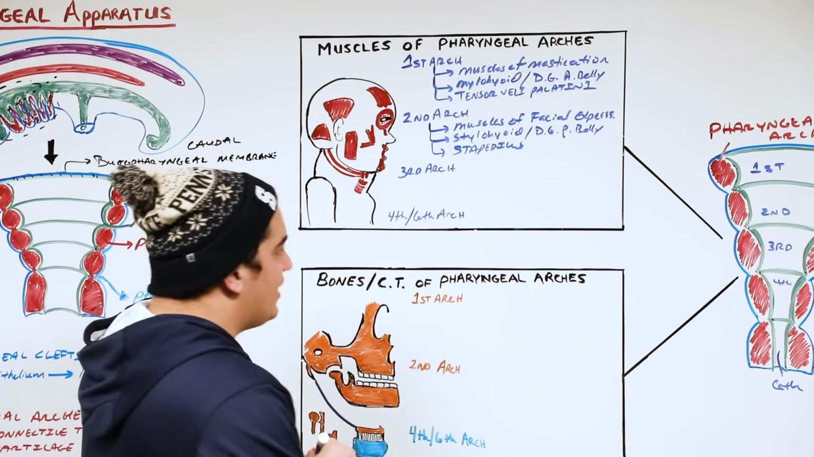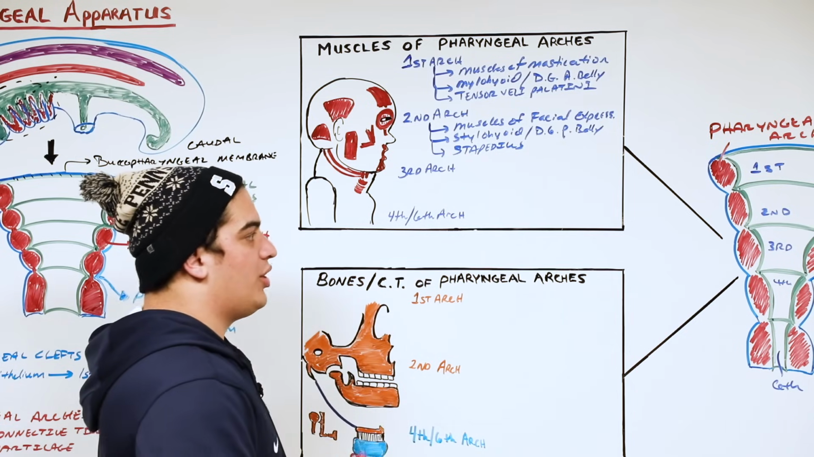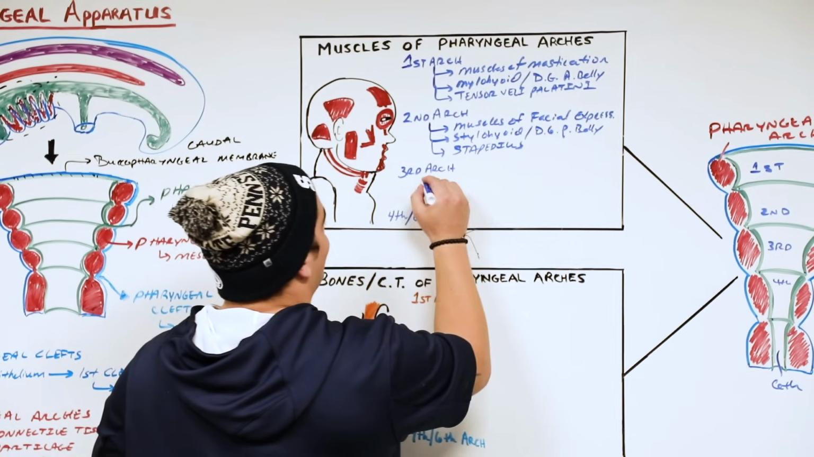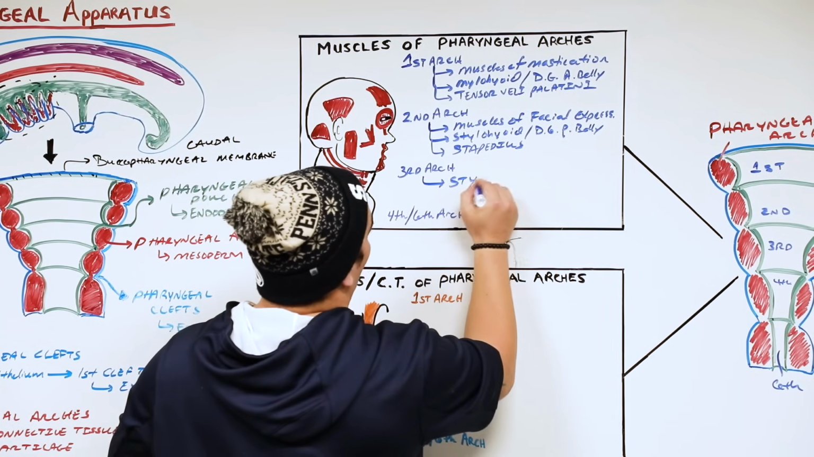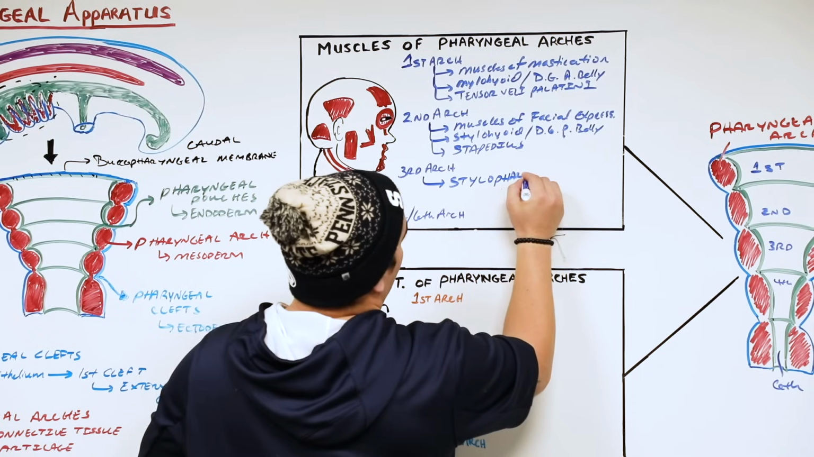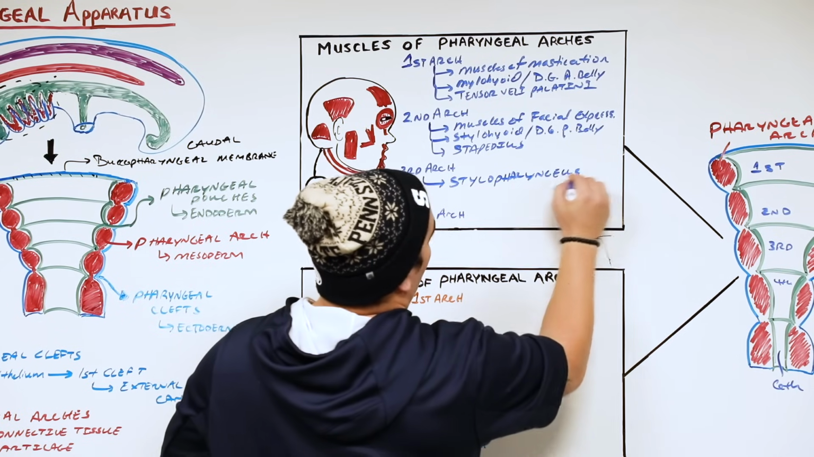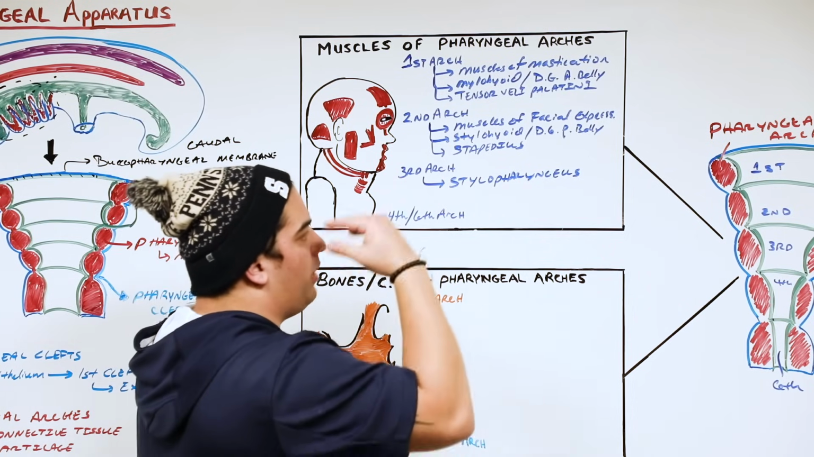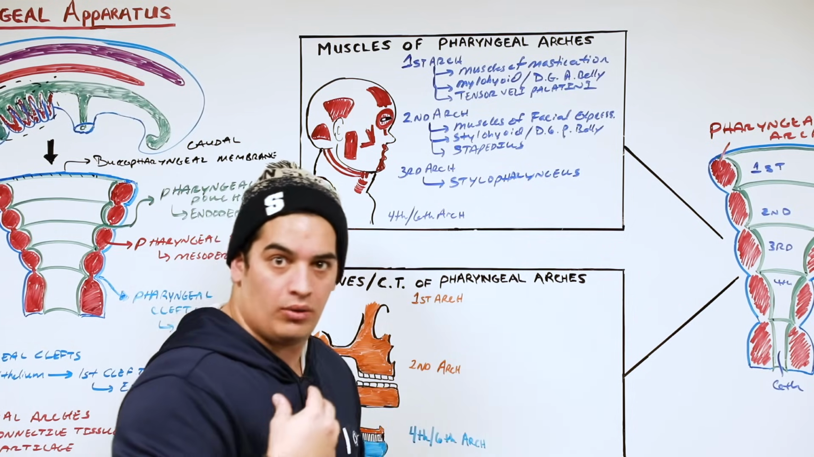Okay? The next thing is the third arch. The third arch is one muscle, thank goodness, right? And this muscle is called the stylopharyngeus. It's called the stylopharyngeus. And this one is supplied by the glossopharyngeal nerve. Again, a little muscle that helps play a role within the deglutition or swallowing process.